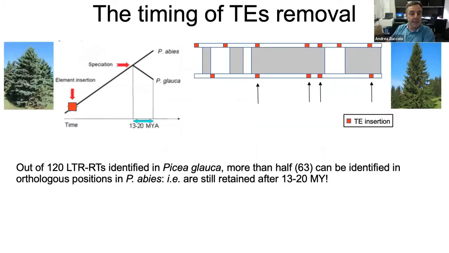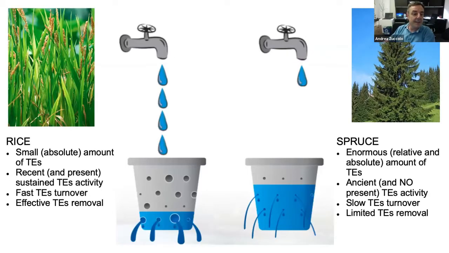What happened in spruce? Here is a comparison between white spruce, Picea glauca, and the Norway spruce. They separated 13 to 20 million years ago, according to different estimates. Well, in this case, out of 120 LTR retrotransposons identified in Picea glauca, more than half, 63, can be identified in orthologous position in Norway spruce. That means that they are still retained after 13 to 20 million years. To summarize all of this, in rice we have a small, absolute and relative amount of TEs.